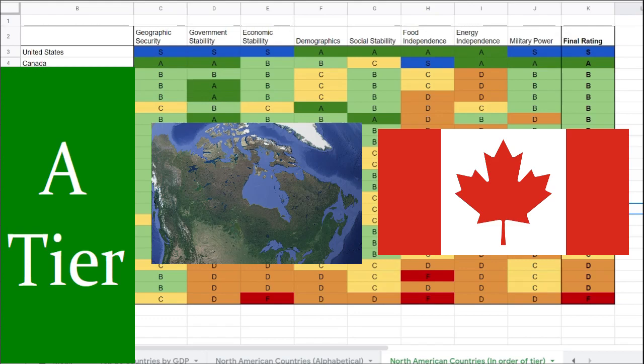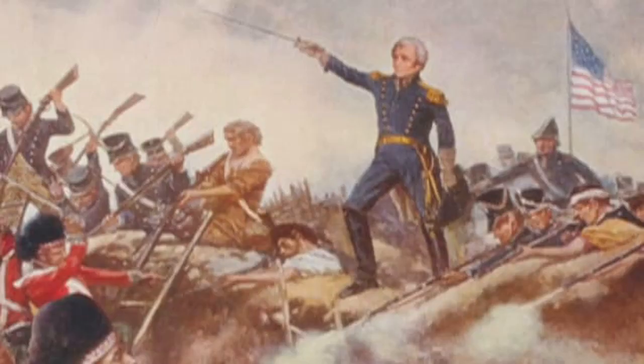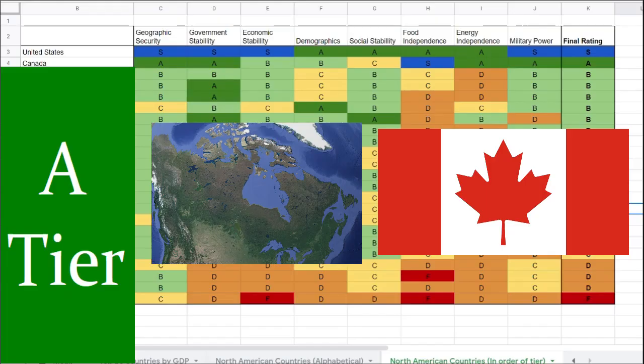Granted, there was the War of 1812, but that was 200 years ago. Basically, what I'm saying is Canada is very fortunate that they are allies of America and not enemies, because that basically means that Canada has an A tier geographic security.